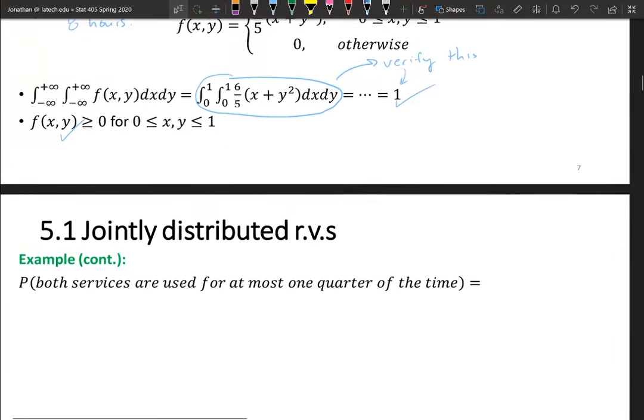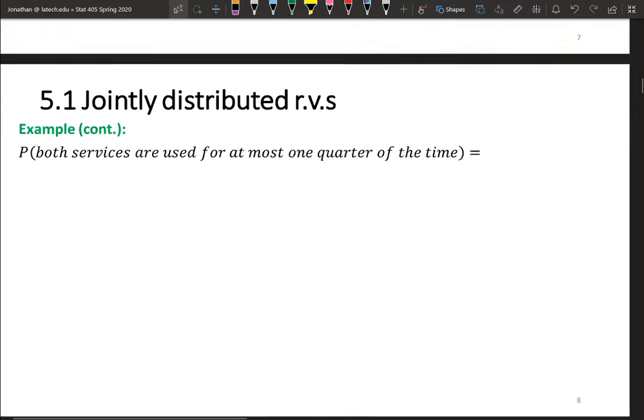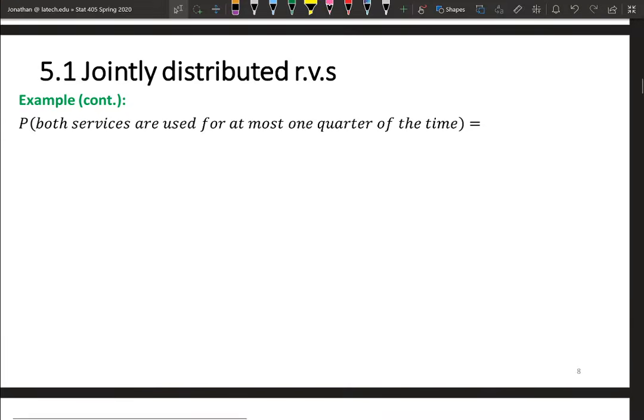All right, now the example says find the probability both services are used for at most 1/4 of the time. So that means the probability that x is between 0 and 1/4, and y is between 0 and 1/4. So both are used at most 1/4 of the time. That's what that means.